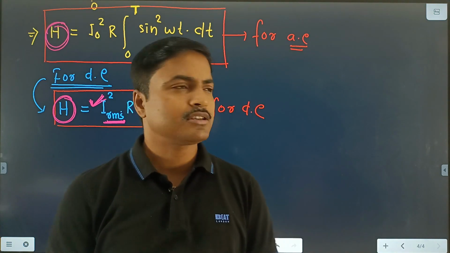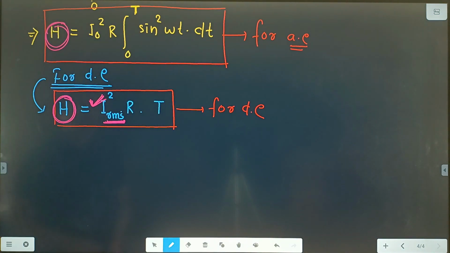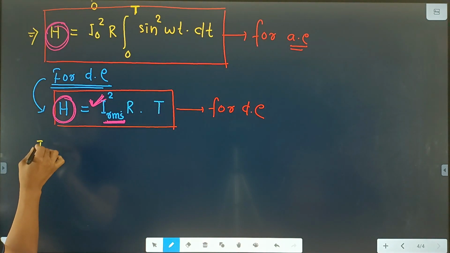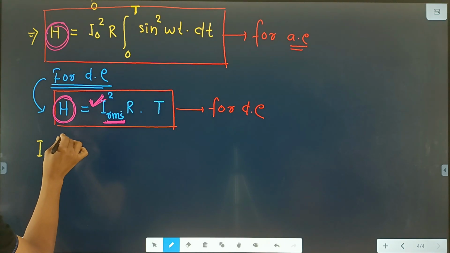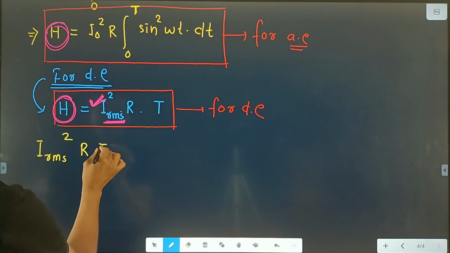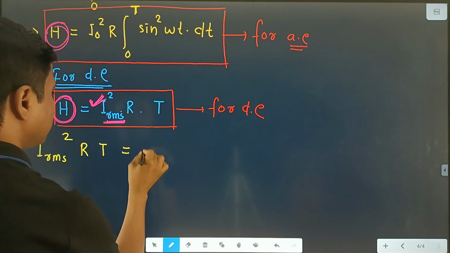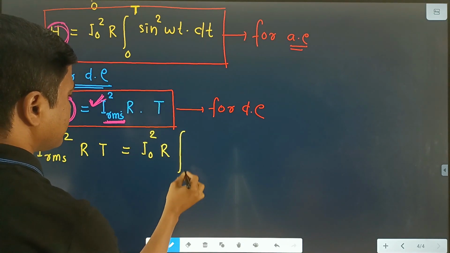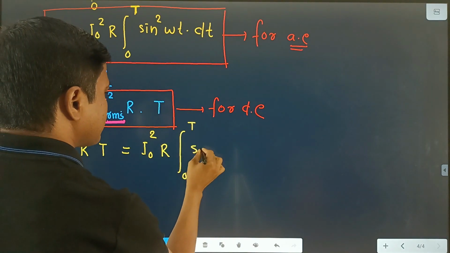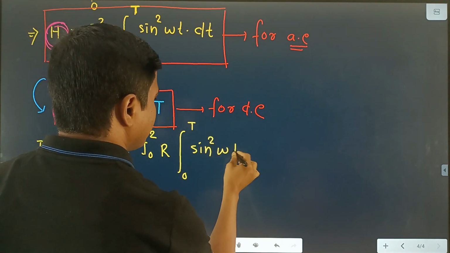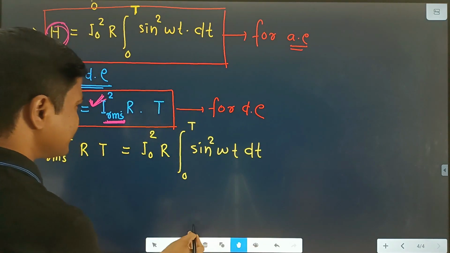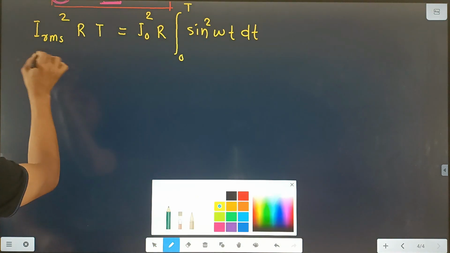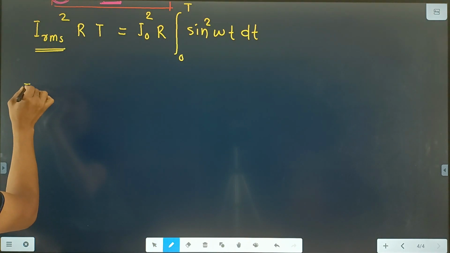And what is the mathematical expression of the root mean square value? From these two expressions, we write I RMS square R T is equal to I0 square R integration from 0 to capital T sin square omega t dt. And from this expression we will calculate the value of IRMS. Clear?